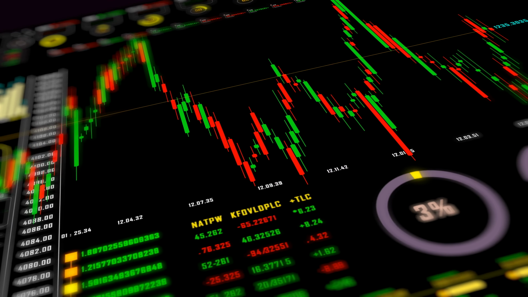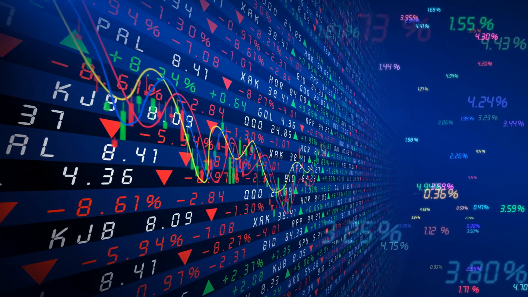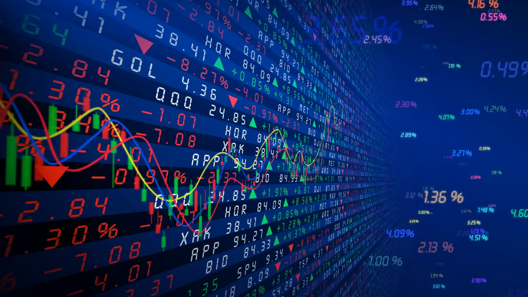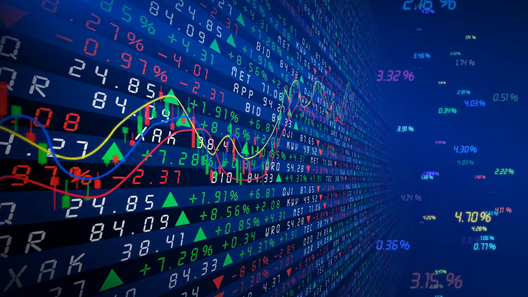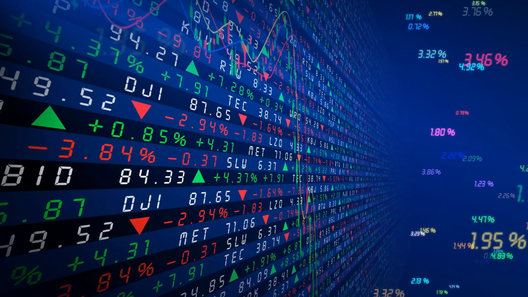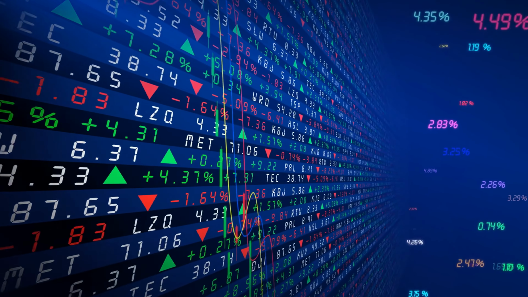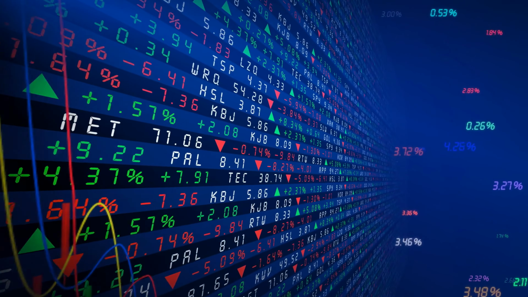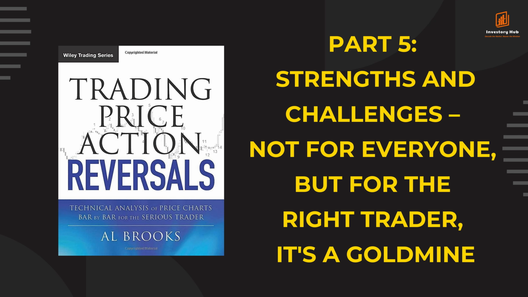So what's the bottom line? This method isn't for people looking for shortcuts, but if you want to read charts like a real trader, if you want to understand the market like someone who's been there and done it, and if you want to build a mindset that will serve you for life, then this book might be exactly what you've been looking for.